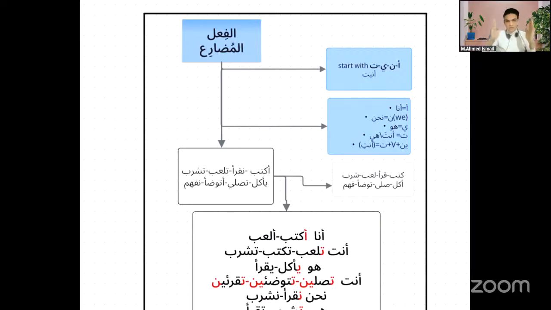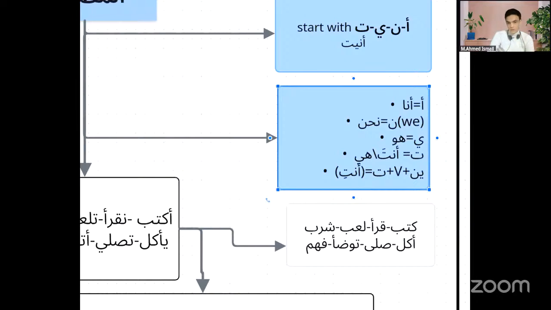أنيت is a word that collects all of the letters that come at the beginning of فعل مضارع: ألف, نون, يا, and تا. But you should make sure you know exactly which letter you start with, because every one of them gives a different meaning. For example, if you start with ألف, this refers to the pronoun أنا, and if you start with نون, it refers to نحن, which means we, and if you start with يا, this means هو, which means he, and if you start with تا, this means أنت or هي. أنت, which means you for male.